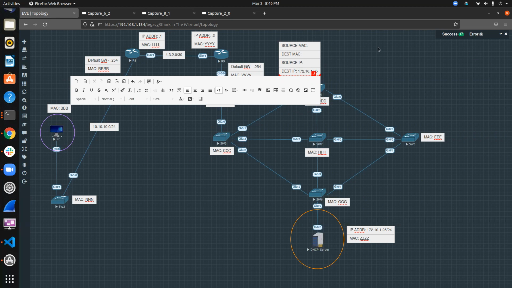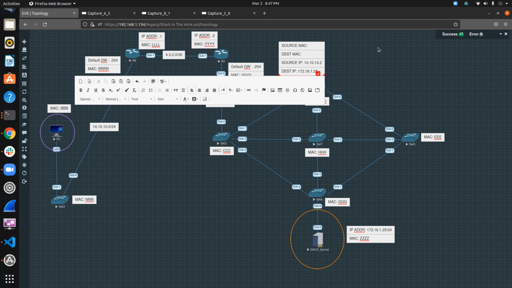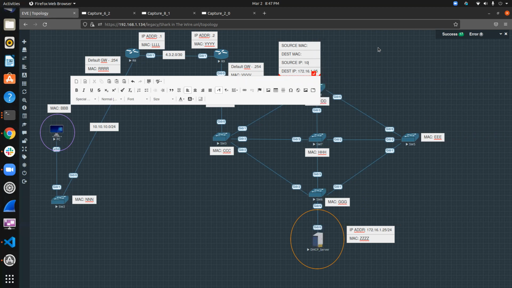Source IP address was 10.10.10, but since we're on the second part going from R8 to R9, we have a 4.3.2.0 subnet of 30. So it's going to be 4.3.2.1. I'm not sure, Dave.